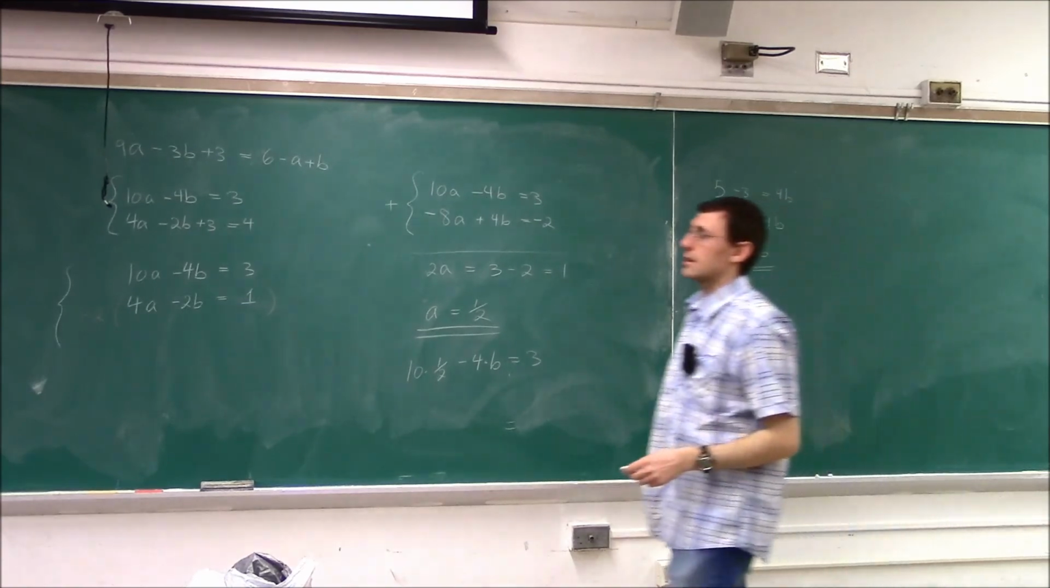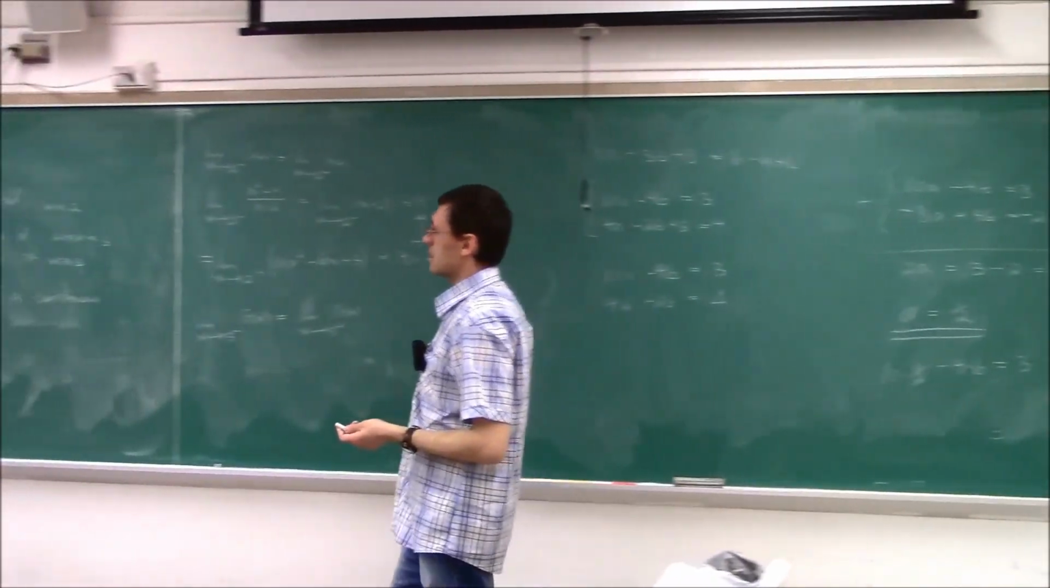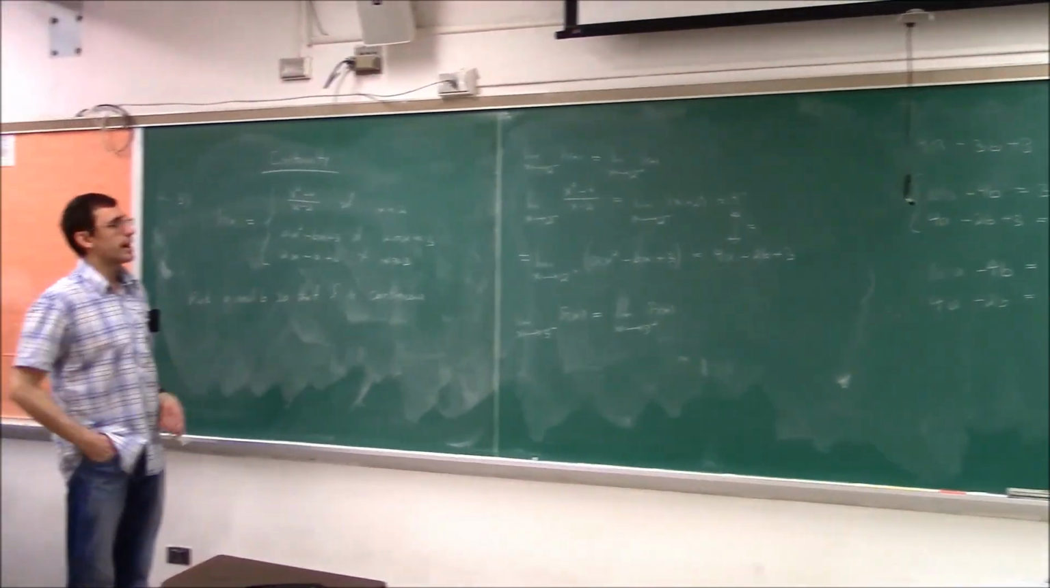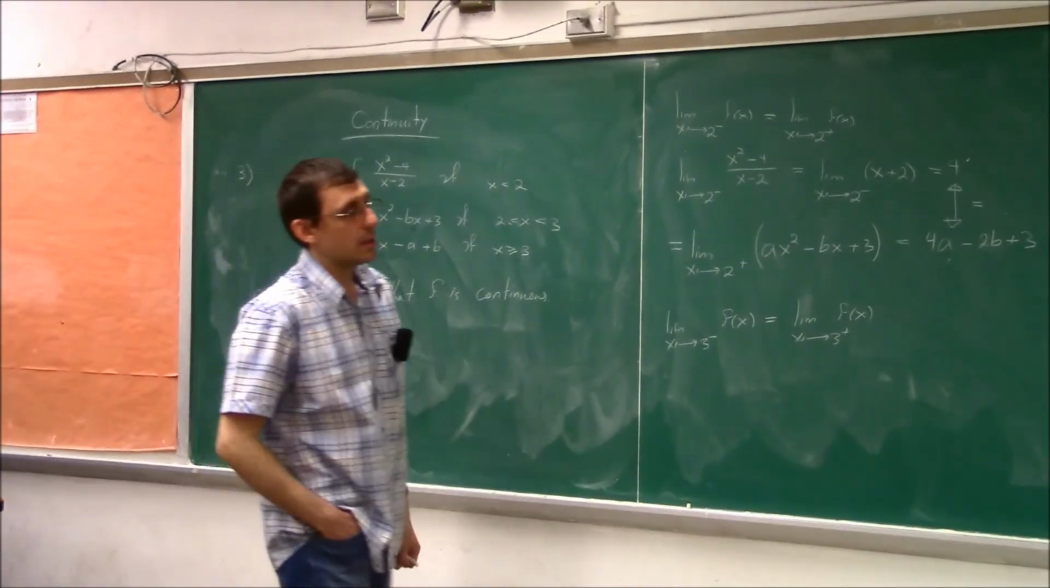So that tells us that the value of a in this piecewise function has to be 1/2, and the value of b seems to be also 1/2.